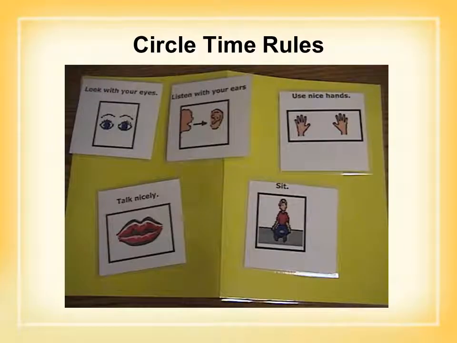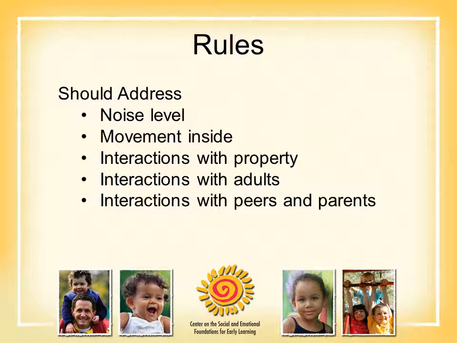Circle time rules. Here's an example of using pictures to communicate rules of what's expected at circle time. Rules should address noise level, movement, like no running, or you need to stay in your seat, or please don't use the furniture like it's gymnastics equipment. Interactions with property, interactions with adults, and interactions with peers and parents.